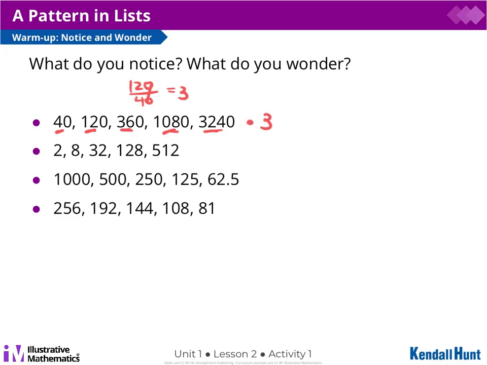Okay, so for the next one, 2, 8, 32. Well, how do I go from 2 to 8? If I add 6, 8 plus 6 is 14. But that doesn't get me to 32. So let's try to multiply. 2 times 3 is 6. 2 times 2 is 4. 2 times 4 is 8. What's 8 times 4? 32. So this one could be times 4.